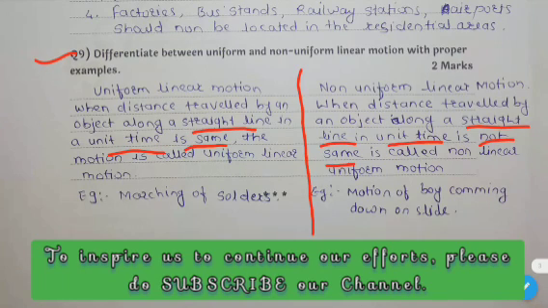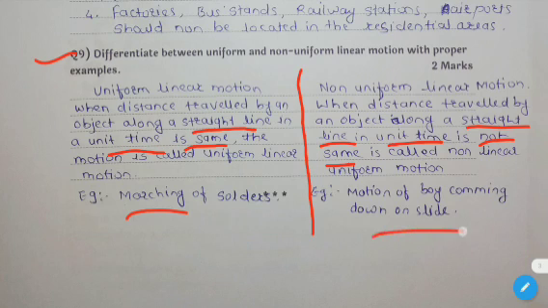The example of uniform linear motion is the marching of soldiers, and non-uniform linear motion is the motion of a boy coming down a slide. Here your test 3 is finished.